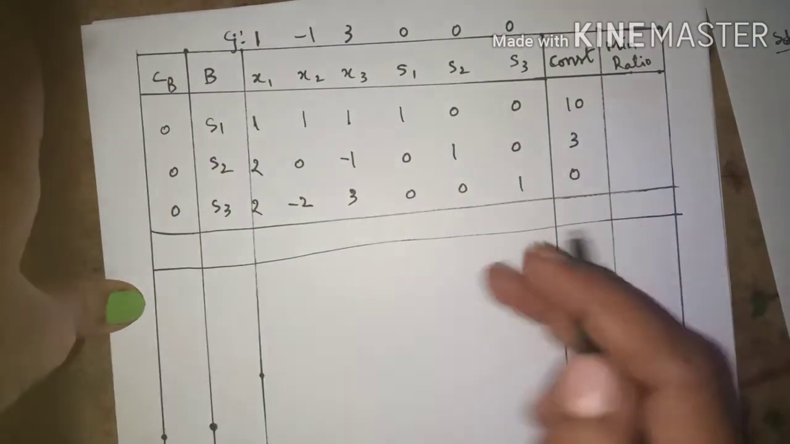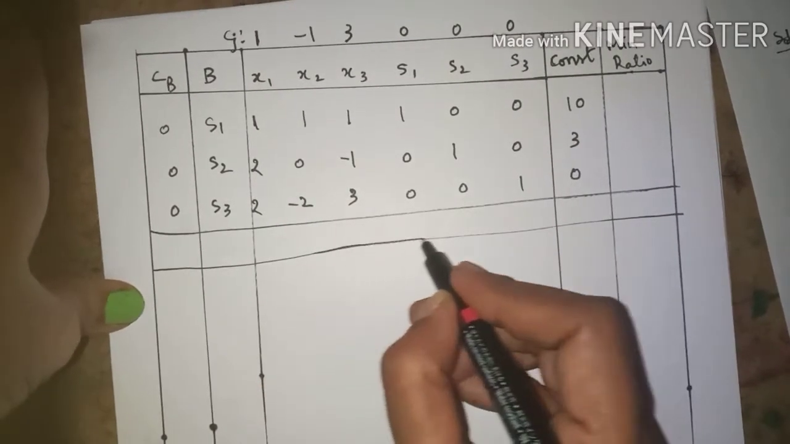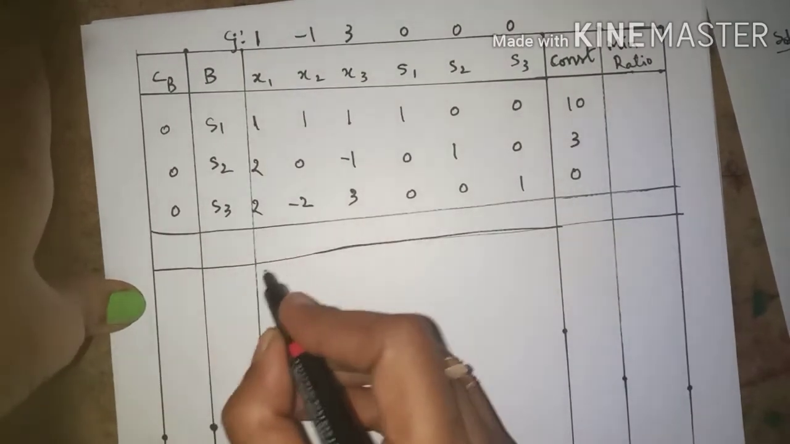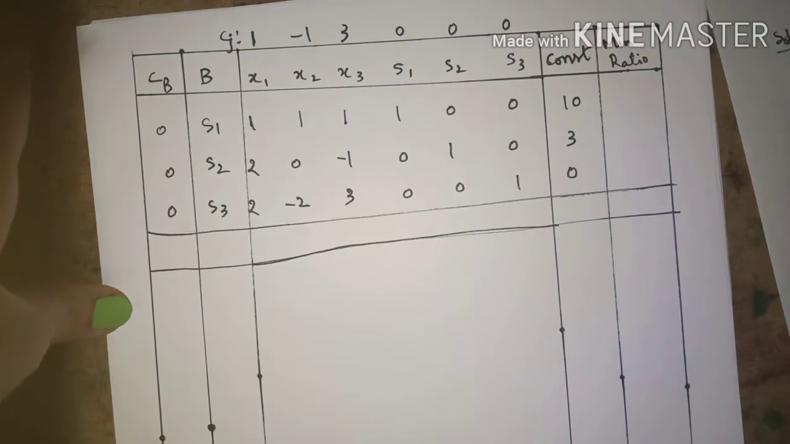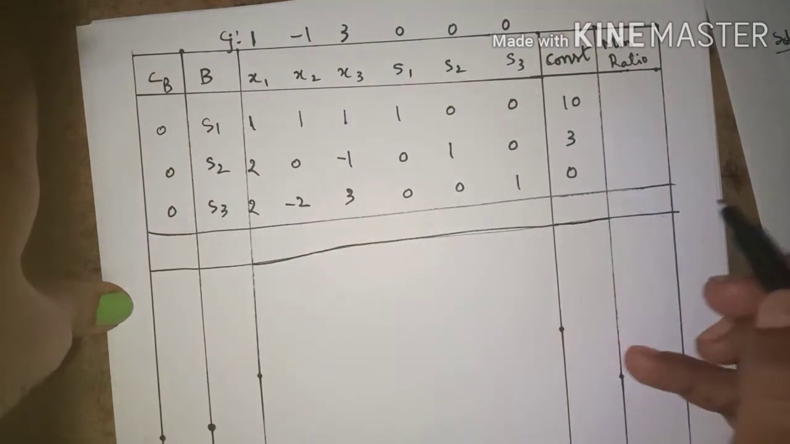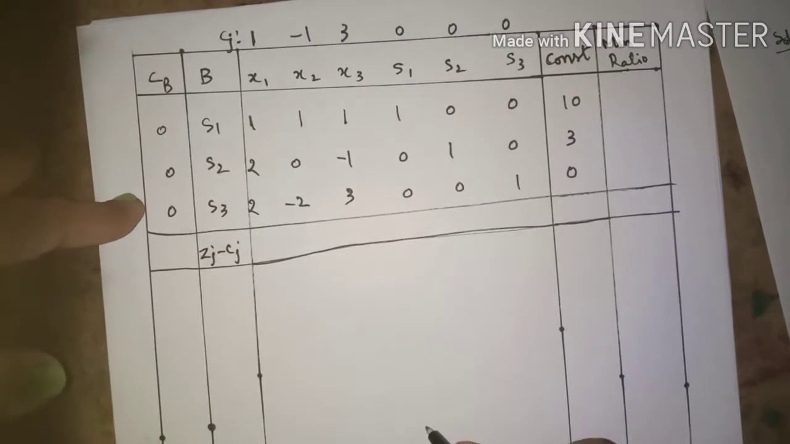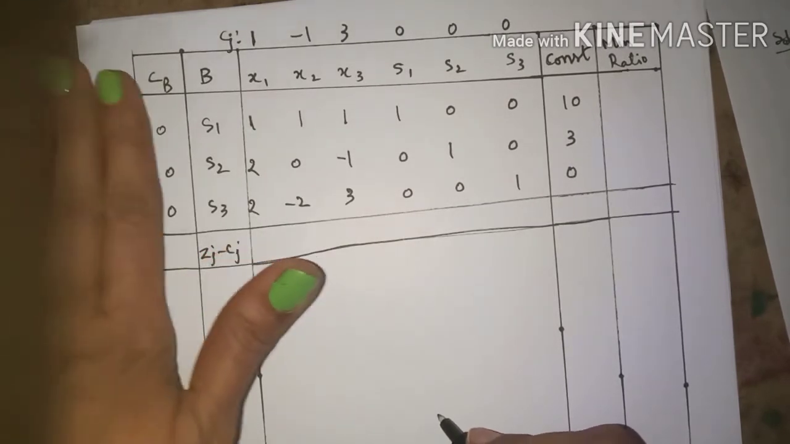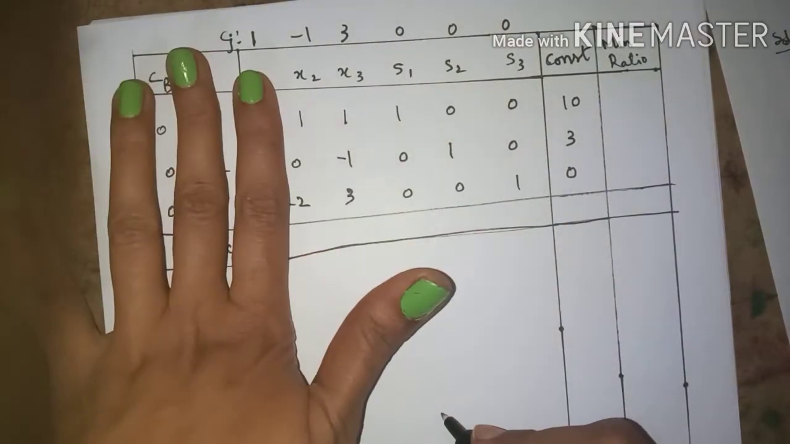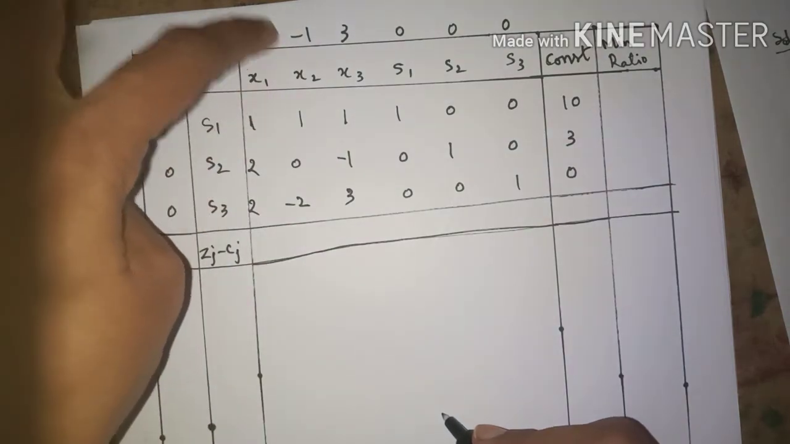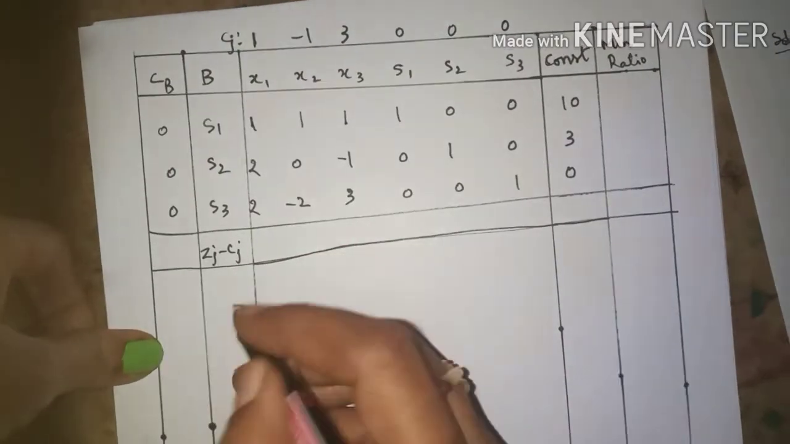This is called the index row. Using the index row only we have to move further. Now the index row we have to calculate using the formula Zj minus Cj. How to calculate Zj minus Cj? CB column into the first column minus the Cj element, whatever is there, that we should write.